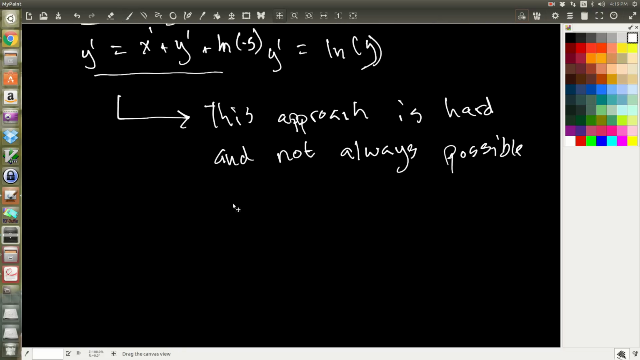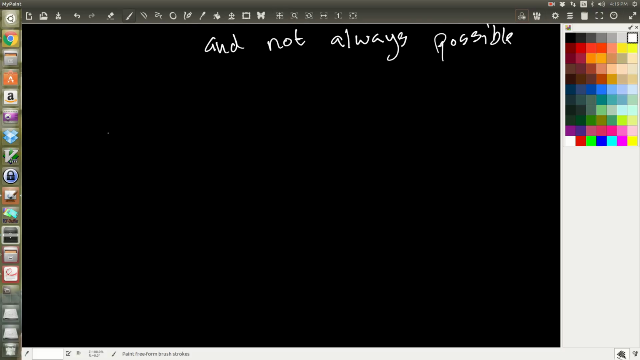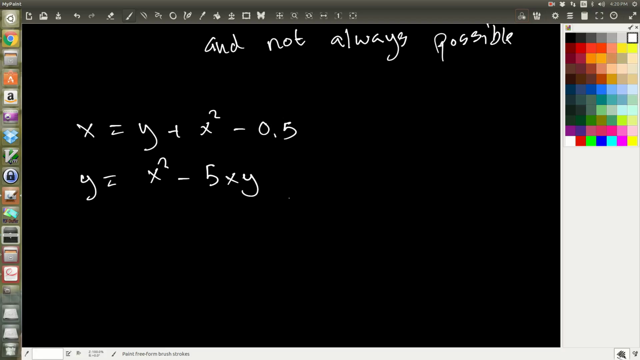Okay, so if that's the case, what are we going to do? So let's write down our equations here again. So x equals y plus x squared minus 0.5. That was our first equation that I had written up there. And then y equals x squared minus 5xy. So the other approach is, what if we just approximated these equations as linear?